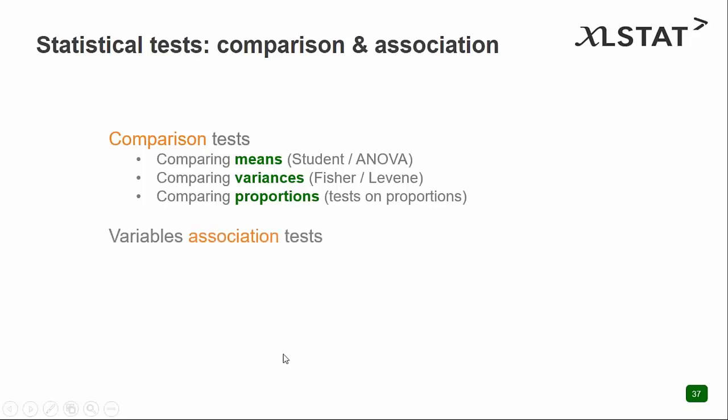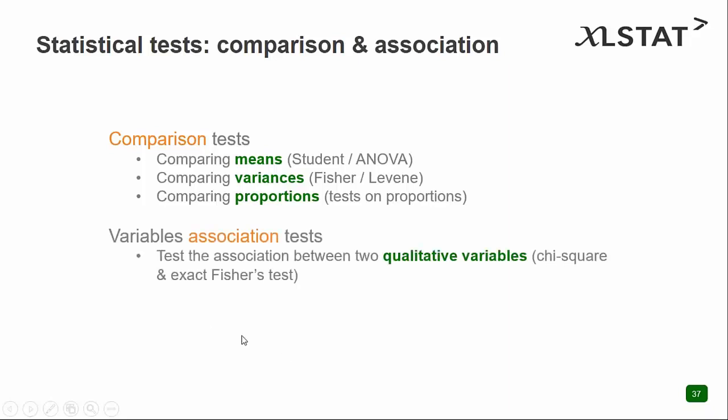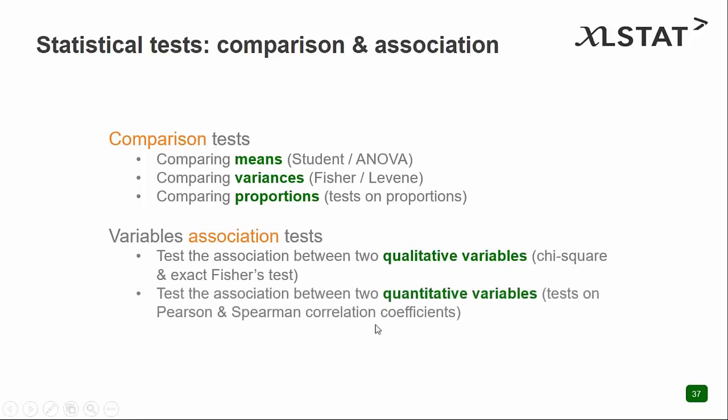You also have variable association tests that let you test the association between two qualitative variables, for example, the chi-square and exact Fisher's test, and also test the association between two quantitative variables, the tests on Pearson and Spearman correlation coefficients, for example.